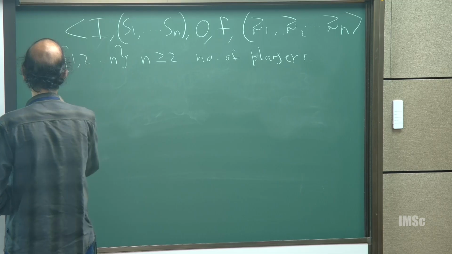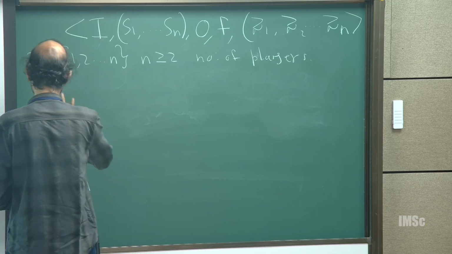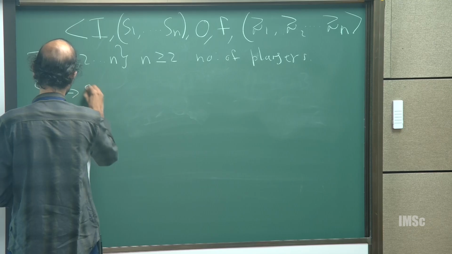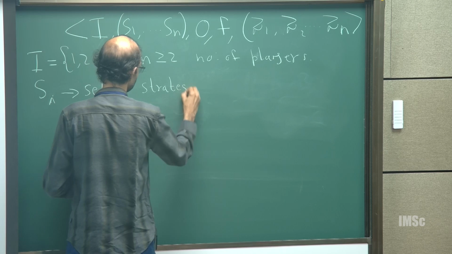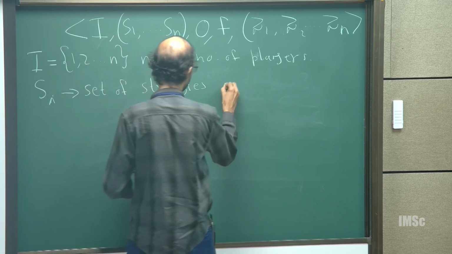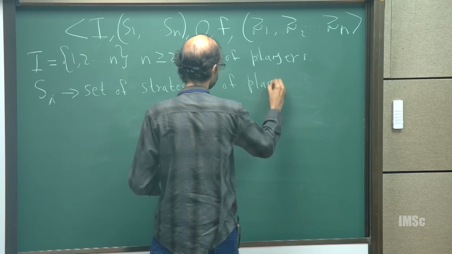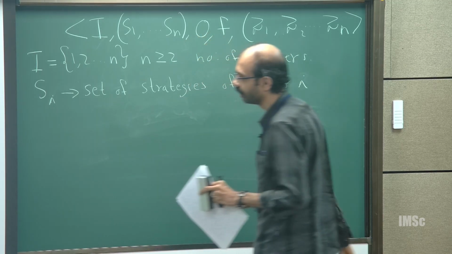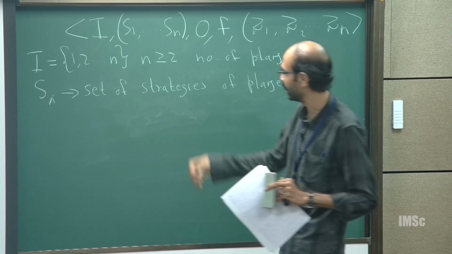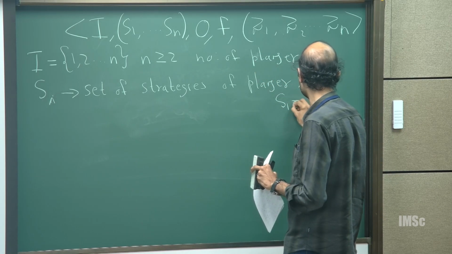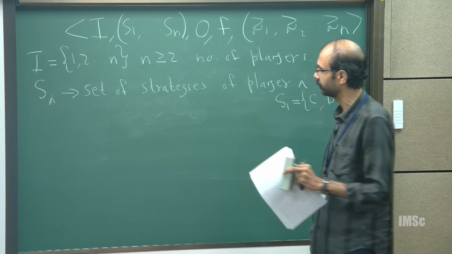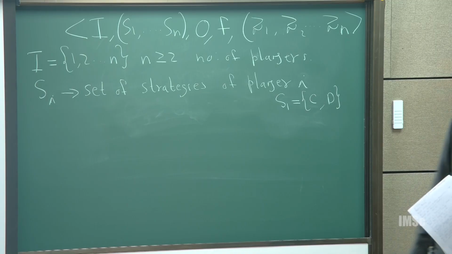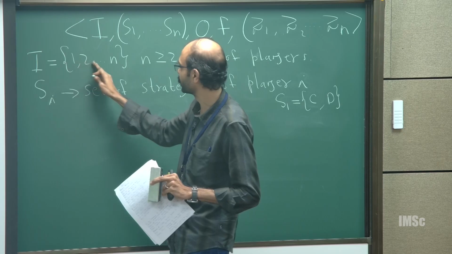And Si is what is known as the set of strategies of player i. For example, in our case, person 1 has, let's say, S1, and his strategy set is clean or do not clean. It's a set basically. And S2 also has the same thing. So in this example, I just has 2 elements, okay?